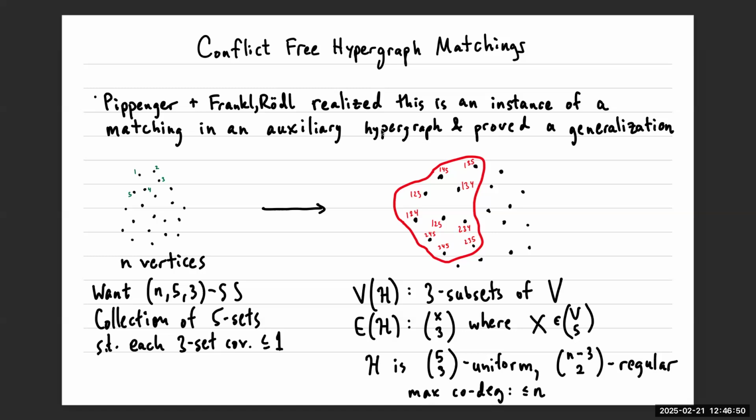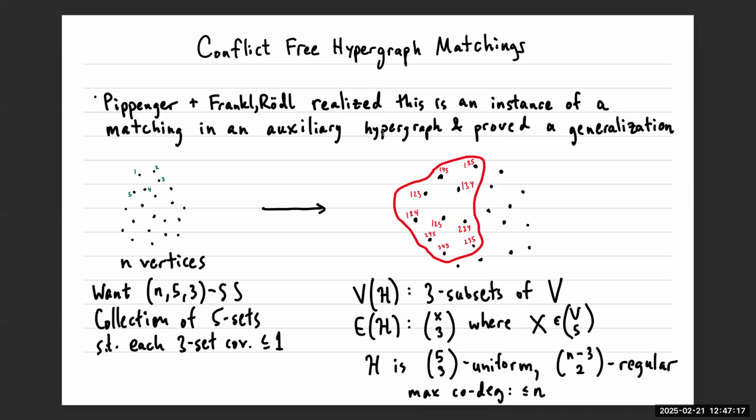Now I'm going to talk about this thing, codegree, every once in a while. The codegree is a property of 2 vertices. Fix any 2 vertices. What's the number of edges that contain both of those vertices? That's called the codegree. Given a hypergraph, you can look at the maximum codegree: the maximum over all pairs of the number of edges that contain both vertices.